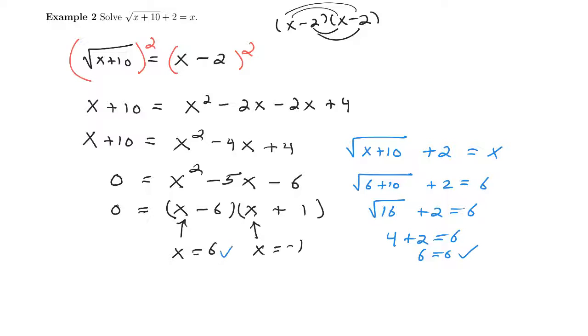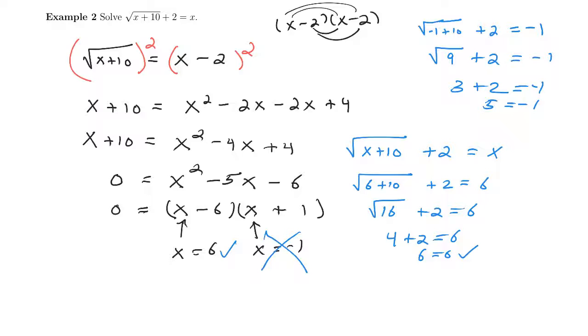Great, this is good. But what about negative 1? If I take negative 1 and I plug it into this equation, I get the square root of negative 1 plus 10, plus 2, is negative 1. This isn't looking good. I have a negative number on the other side. This is the square root of 9 plus 2 is negative 1. 3 plus 2 is negative 1. No, that's not true. 5 isn't negative 1. That's false. So what that means is this is an extraneous solution. It's actually not something that makes the original equation true. So through all this work, 6 works, but negative 1, the only other possible choice, didn't work in our original expression, and this is the answer to this example.